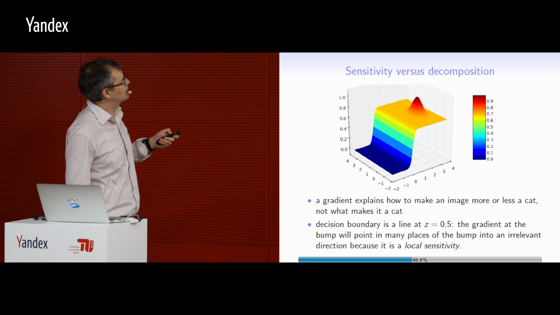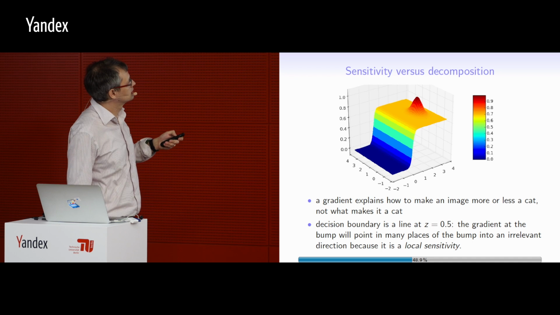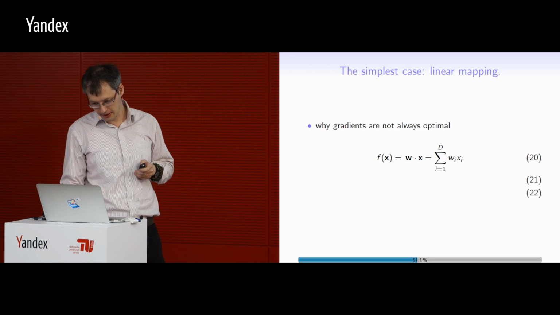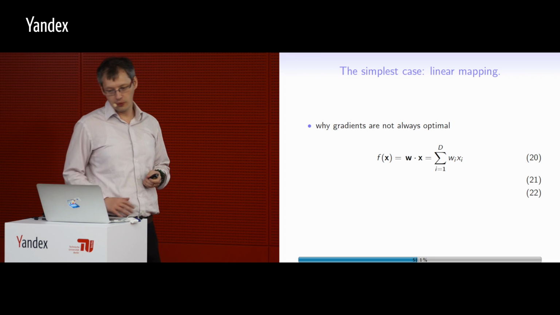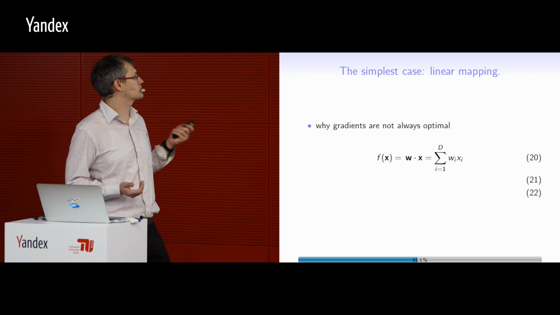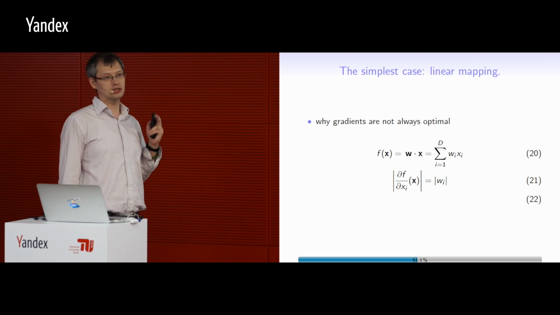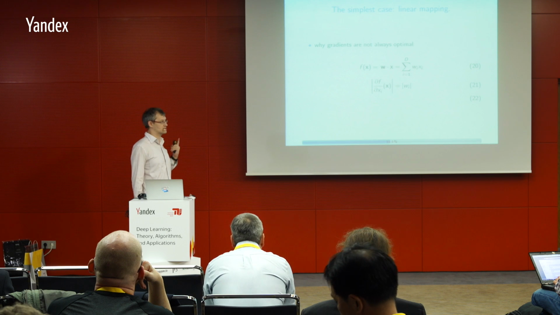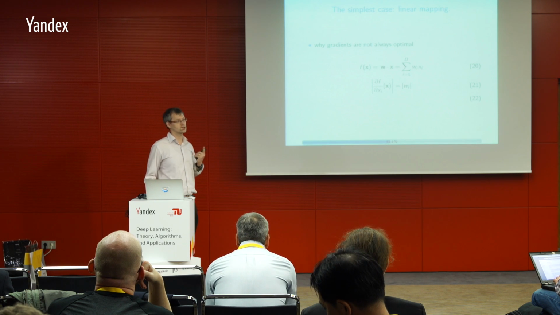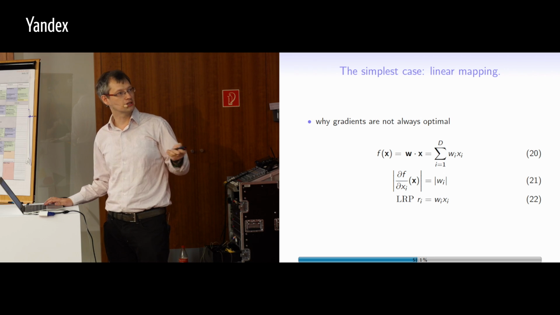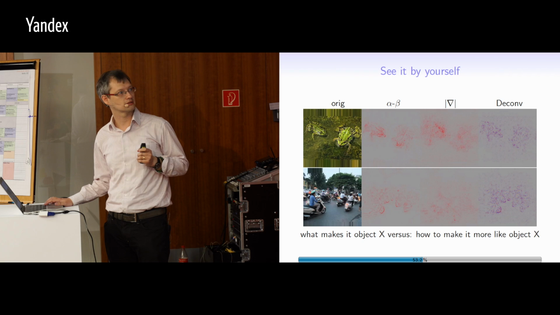So this is a very simple example. I have now a function, and maybe the prediction boundary is here. But if I compute a gradient at the bump here, it will just point me in a totally irrelevant direction. And another thing, if you look at why gradients are not always optimal, consider just a simple linear case. This is what the norm of a gradient gives you. It ignores the sign of the input and the strength of the input. It's really just a sensitivity. And LRP was constructed to approximately retrieve this for both special cases.